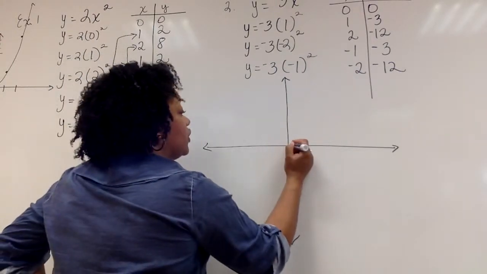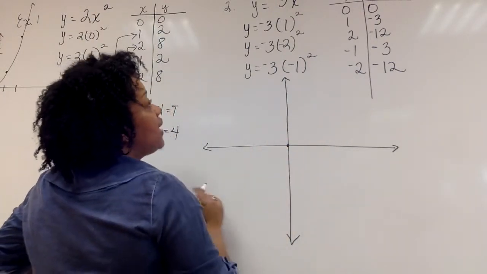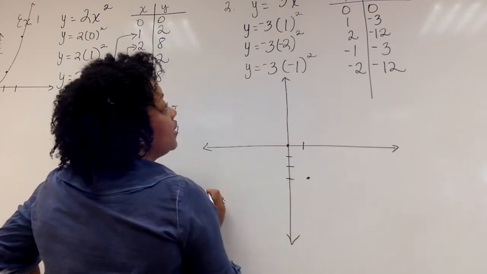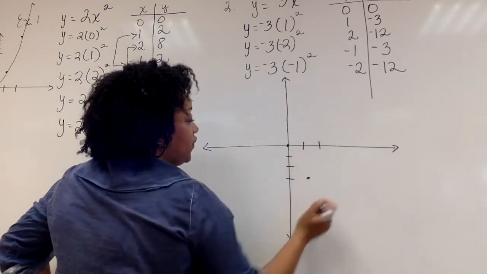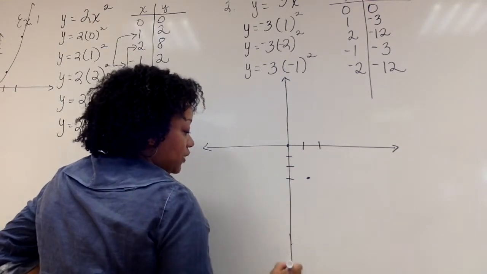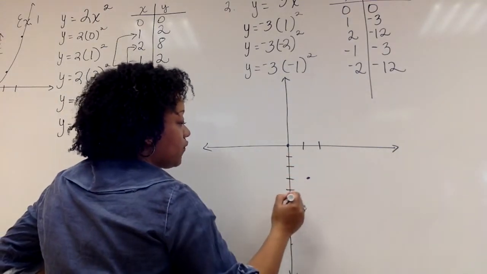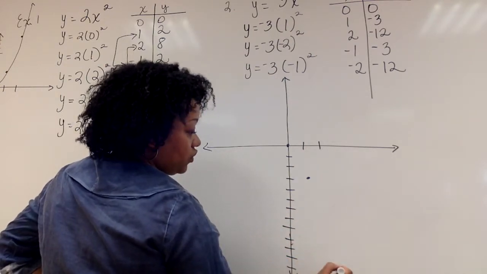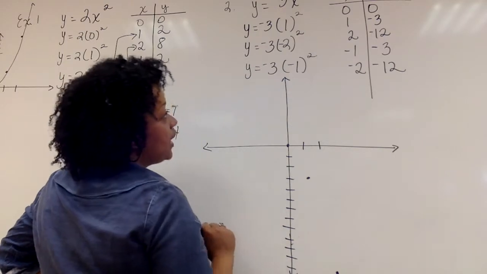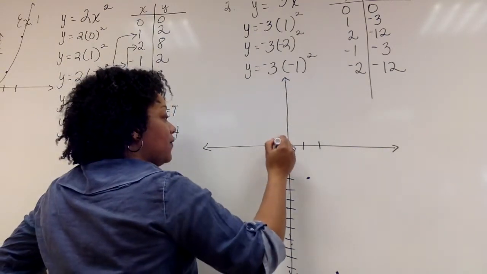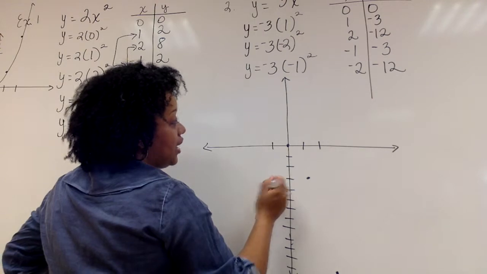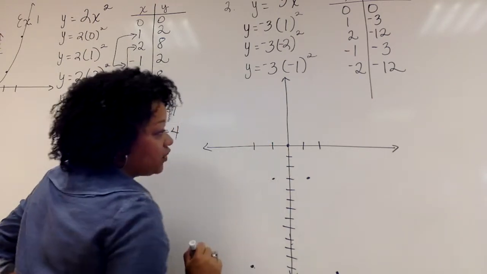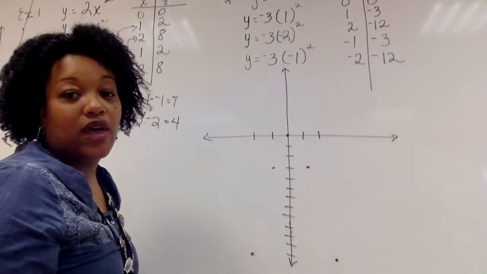First point is at the origin, no problem. Second point, 1, negative 3. 2, negative 12. So I may need some more space, and you can extend yours too. 1, 2, 3, 4, 5, 6, 7, 8, 9, 10, 11, 12. So 2, negative 12 is down here. And then I go to the other side. I have x as negative 1 and negative 3 and negative 2 and negative 12. All right, so if you need to take a minute to get your points, go ahead, pause it.